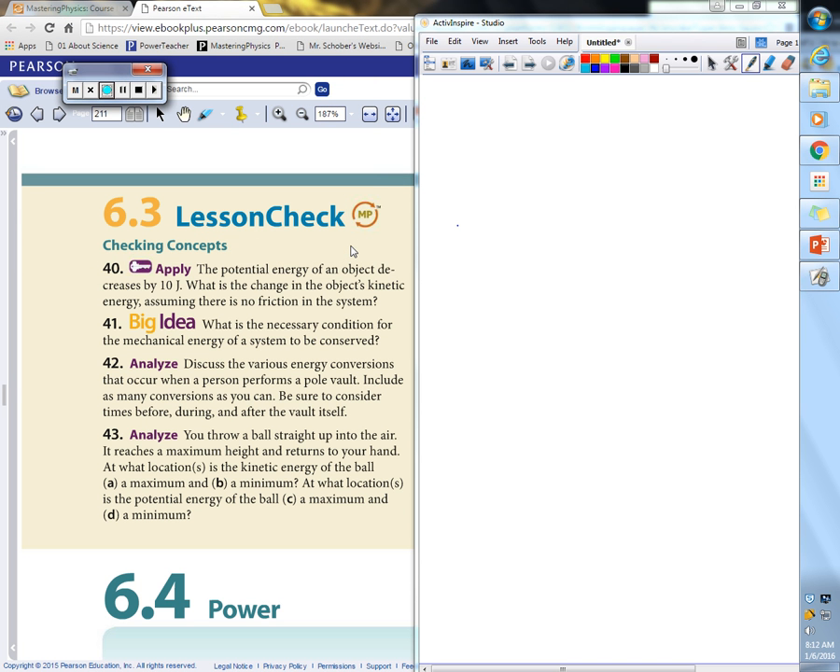Okay, on number 40, it says the potential energy of an object decreases by 10 joules. What is the change in the object's kinetic energy, assuming that there is no friction in the system? So, conservation of mechanical energy says this. Again, there's no spring, so we don't need to include that in the equation.